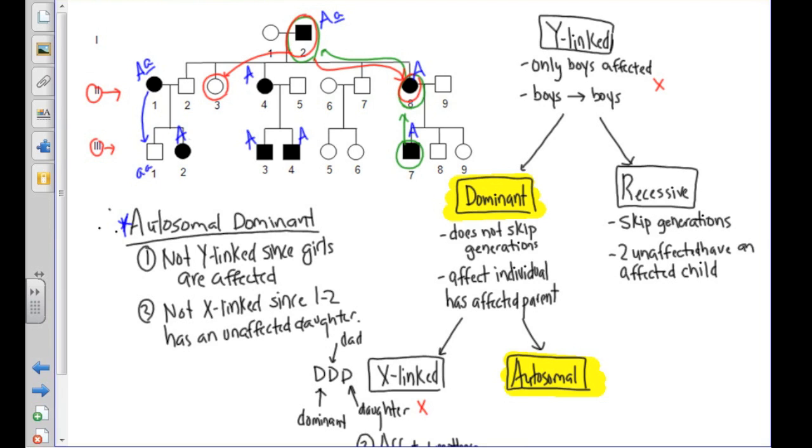Individual 3-2 also has a recessive allele, but this time we can determine that by looking backwards and looking at the dad, which is unaffected, so he must have had two recessive alleles and gave one of those to his daughter. And if we go through, we can use the same reasoning to fill out the rest of the alleles for the individuals affected.